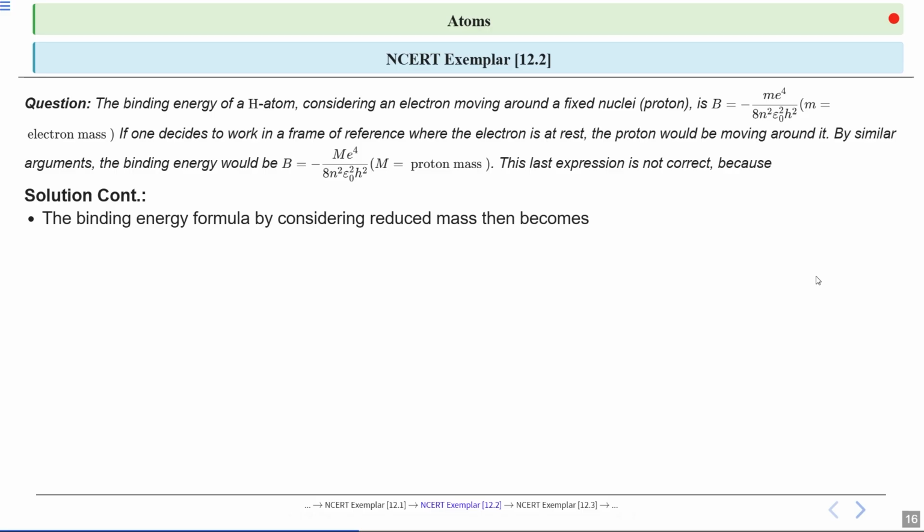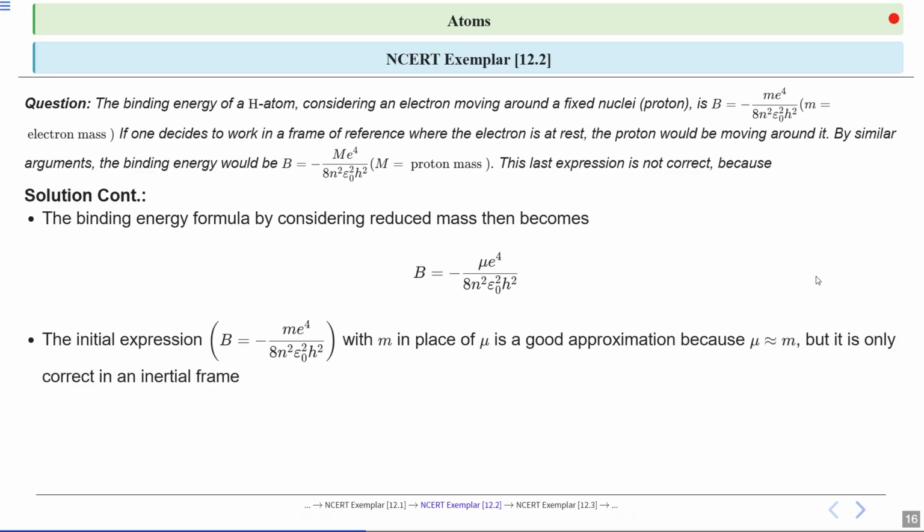First, let's recall that the correct way to handle two objects orbiting each other, like the electron and proton, is to use the concept of reduced mass. The reduced mass, written as mu, takes into account that both particles are moving. Here is the binding energy formula using the reduced mass: B equals minus mu e^4 upon 8 n² epsilon naught² h². In this formula, mu is the reduced mass, e is the elementary charge, epsilon naught is the permittivity of free space, h is Planck's constant, and n is the principal quantum number.